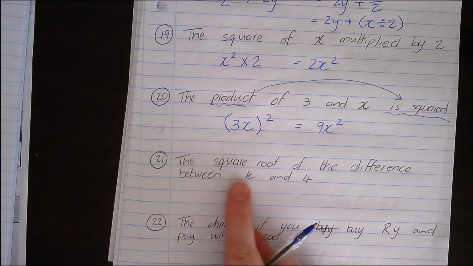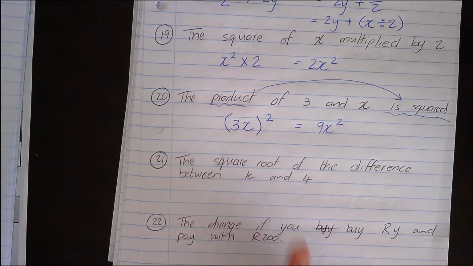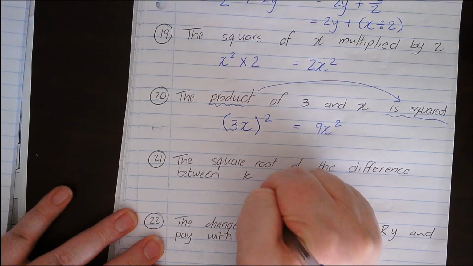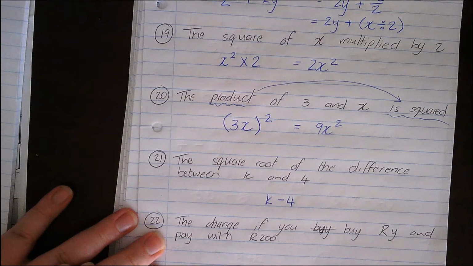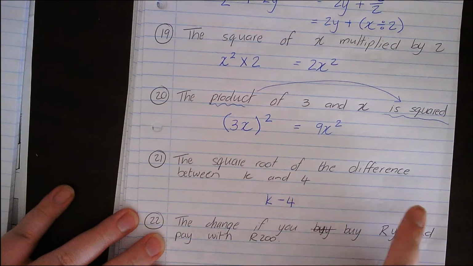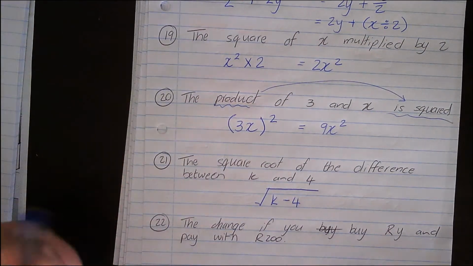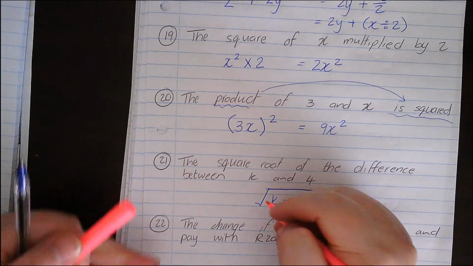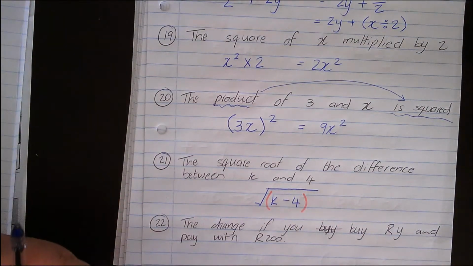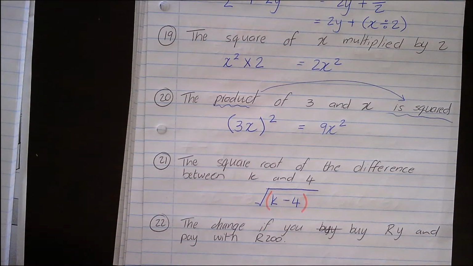The square root of the difference between k and 4, okay? The difference between k and 4 looks like that. And we take the square root of the difference, the square root of the whole difference. Okay, and you can put brackets around here, but that is not necessary. If it's under a square root, it acts like brackets.